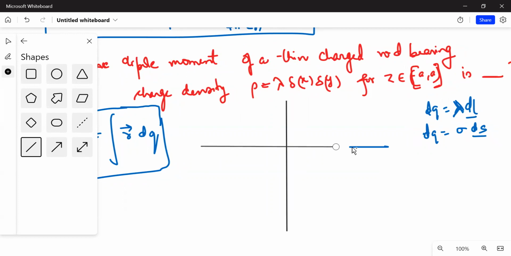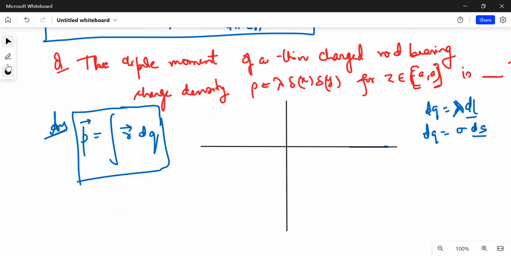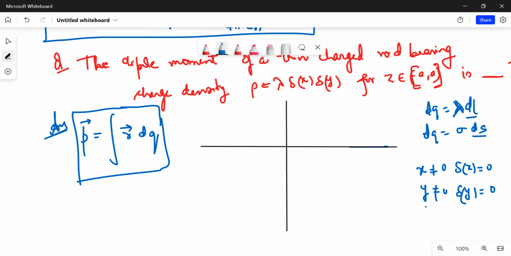Okay. So see, lambda Dirac x and Dirac y. I taught you on the very first day that the Dirac delta function will be operational wherever your argument is equal to 0. If it is not equal to 0, then this would be 0. So if x is not equal to 0, then Dirac x would be equal to what? 0. And similarly, if y is not equal to 0, then Dirac y would be equal to 0. So it will be operational only if x is equal to 0 and y is equal to 0. That is only possible if you are along the z-axis. There is no other place. Is that clear?